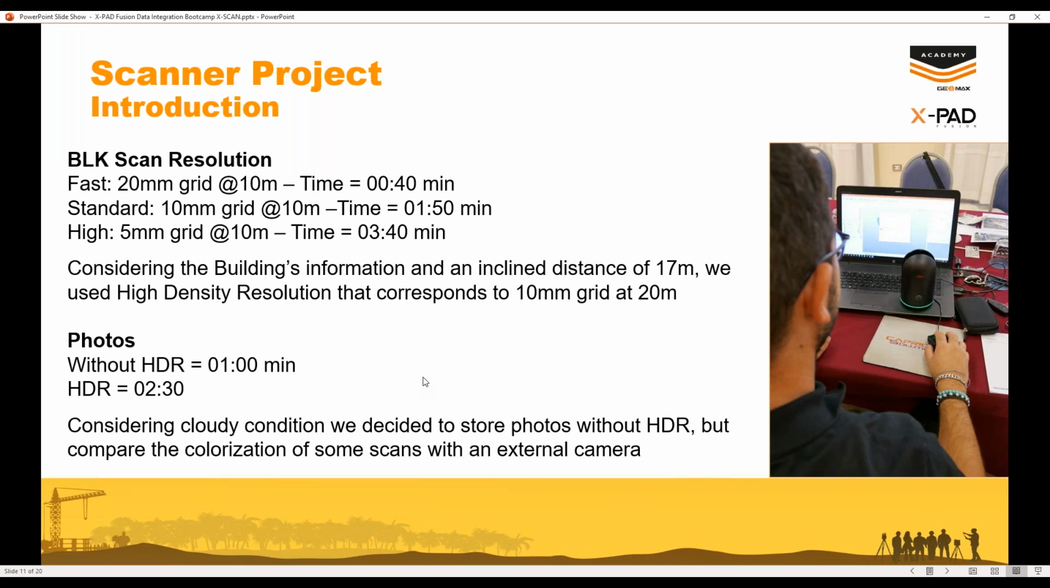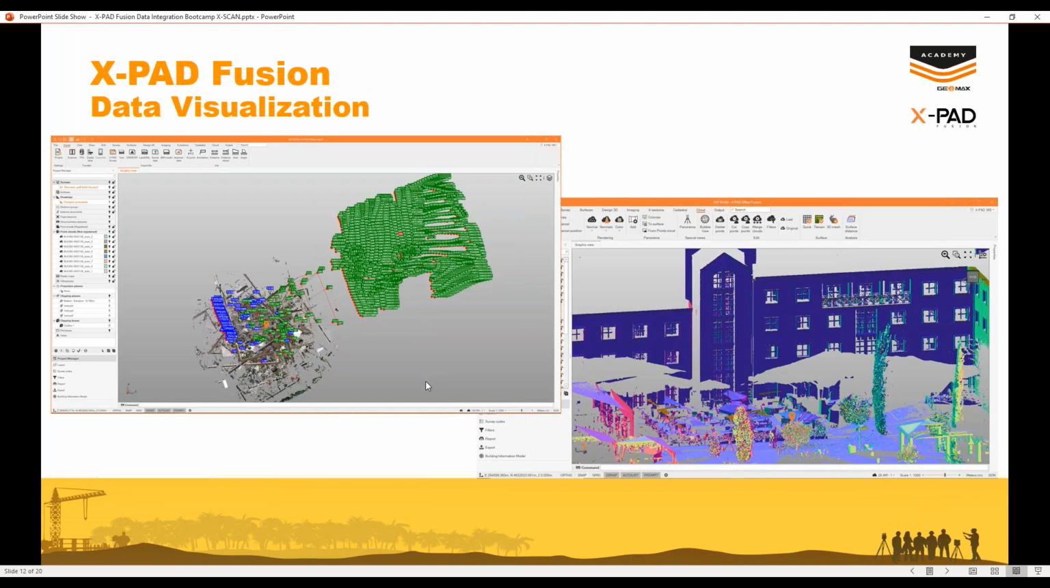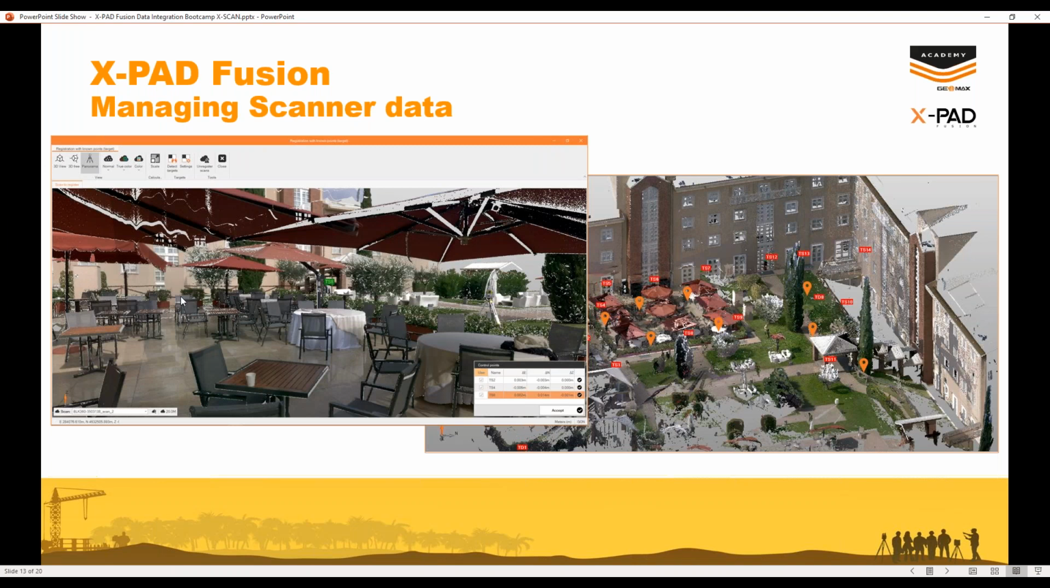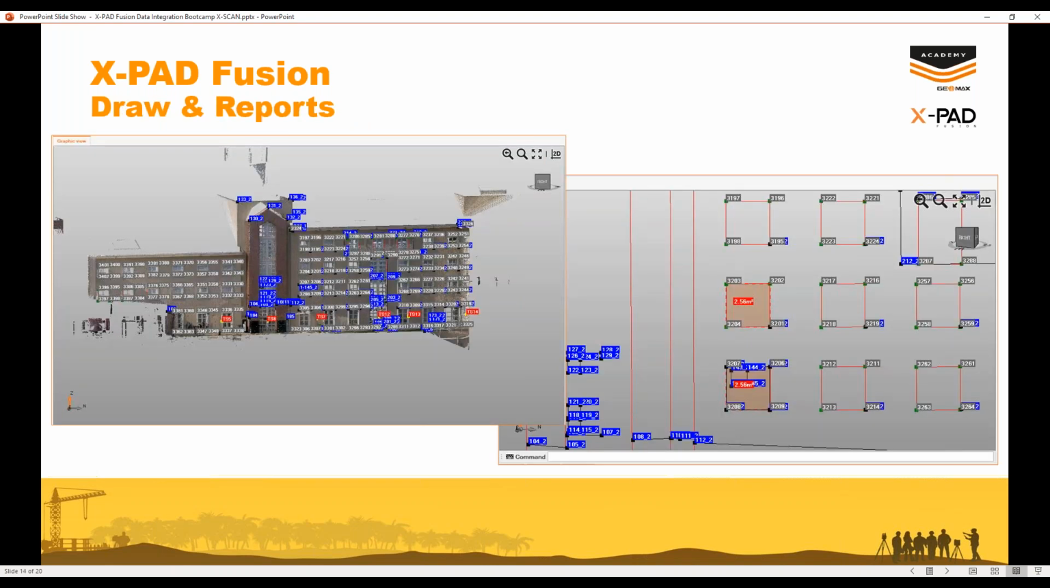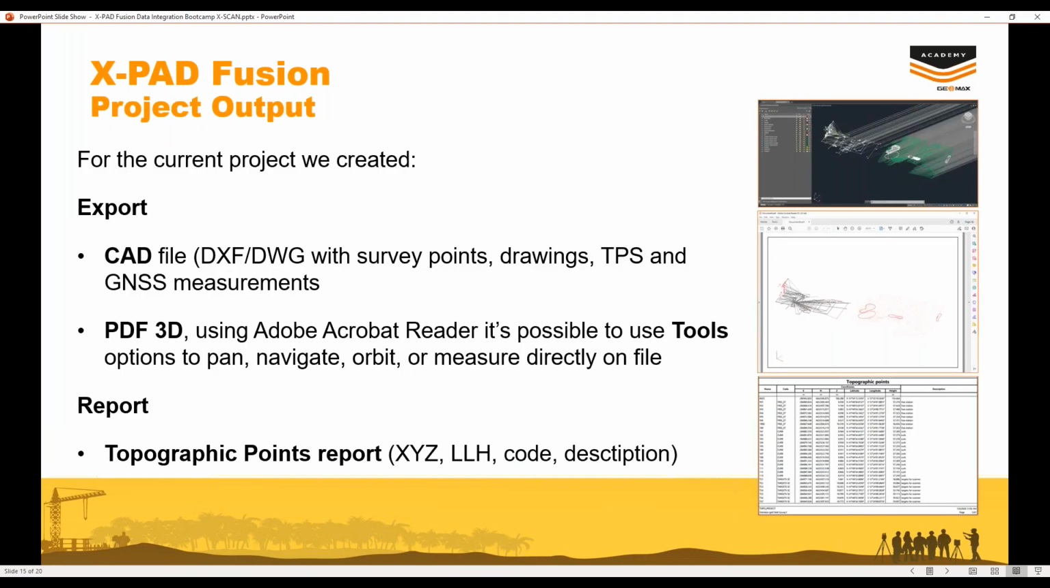the scanning time. We will see together in this webinar how to visualize the data, how to manage the scanning data, how to register it, and how to create drawings and reports directly on the scanning data. At the end, what we can create from this data are CAD files, DWG or DXF files for the drawing and for the points, and also to combine them together, PDF and 3D PDF export, plus the reports for the topographic points or for the drawing. Let's move directly to the XPath Office Fusion software.